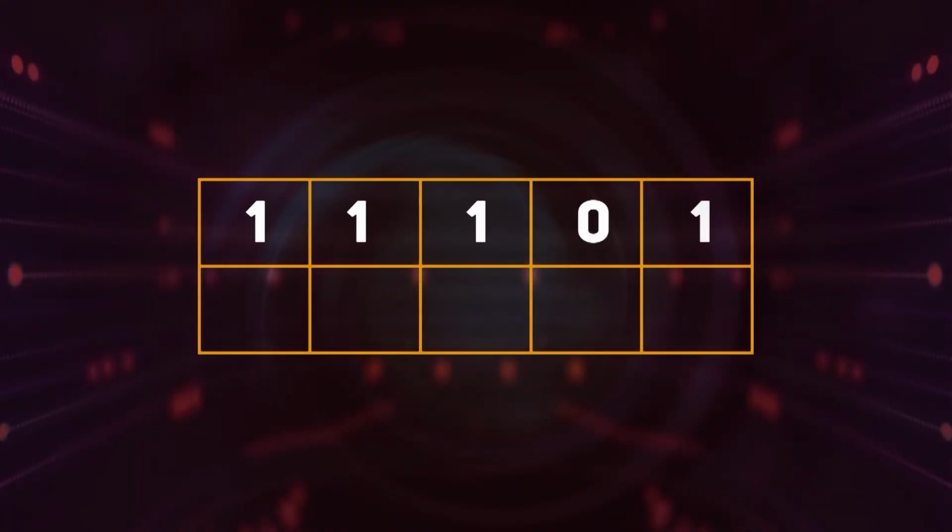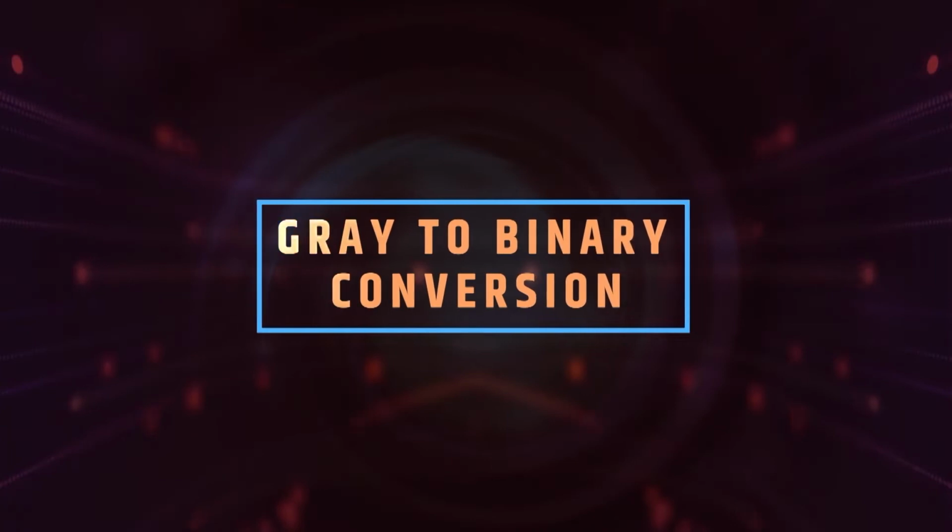Convert 11101 to gray code. MSB is the same. Then 1 plus 1 equal to 0, 1 plus 1 equal to 0, 1 plus 0 equal to 1 and 0 plus 1 equal to 1. Then we get the final answer as 10011. Next, we are going to convert a gray code to binary, gray to binary conversion.